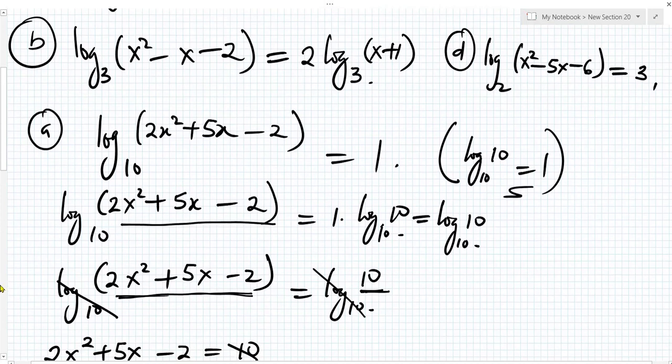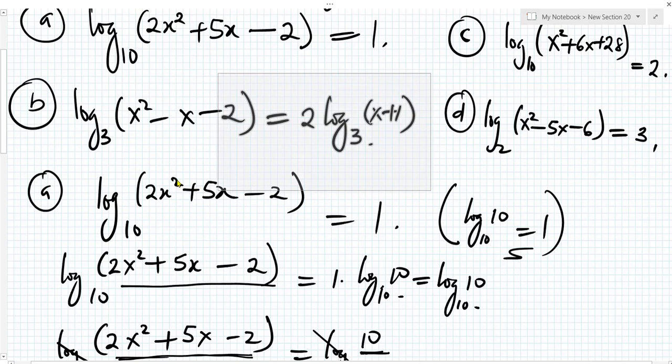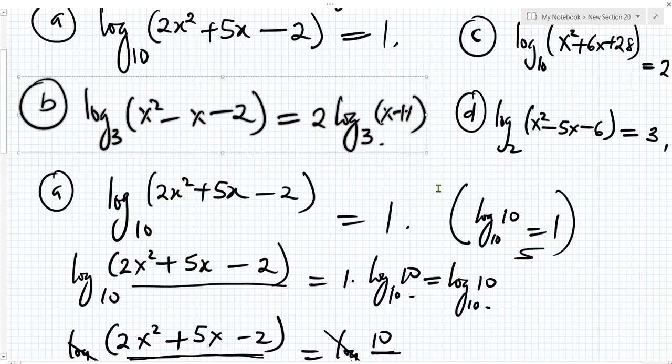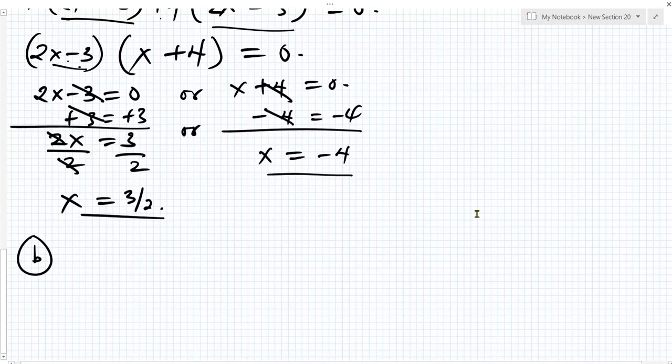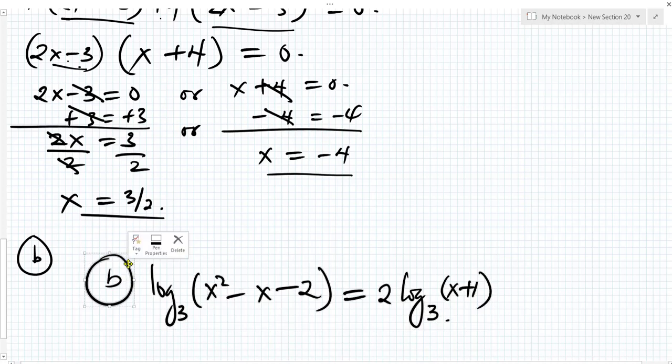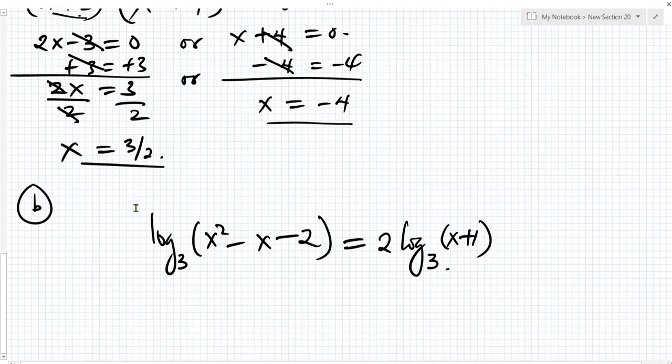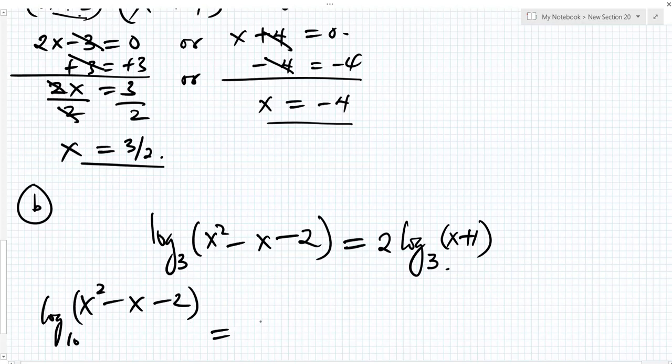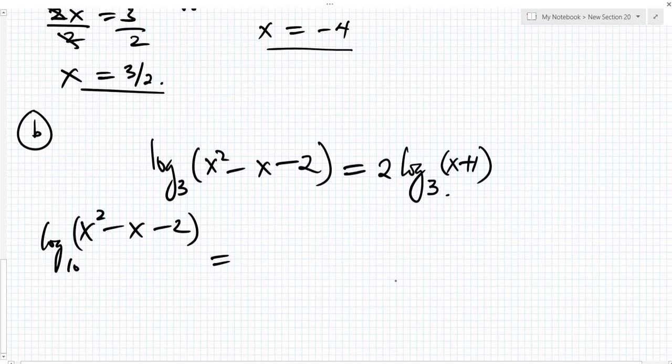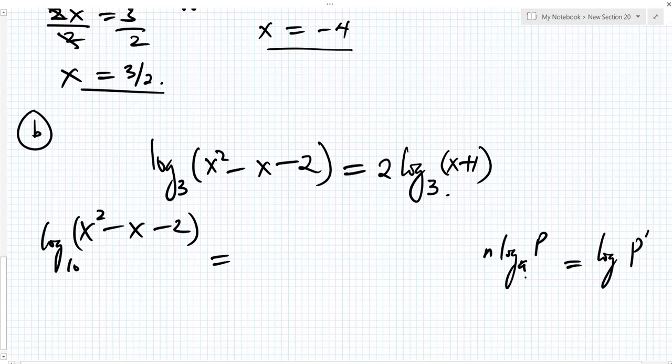Let me just copy B instead of writing it. Come down here, paste. Now let me delete this. So now we have B to be this, so I will now say log(x² − x − 2) base 10 is equal to, now I will use this expression: if you have n times log p base a, that is the same thing as saying log p raised to power n base a.